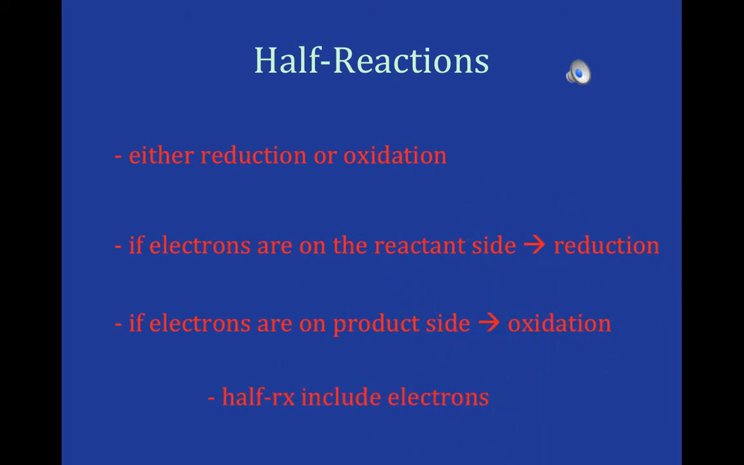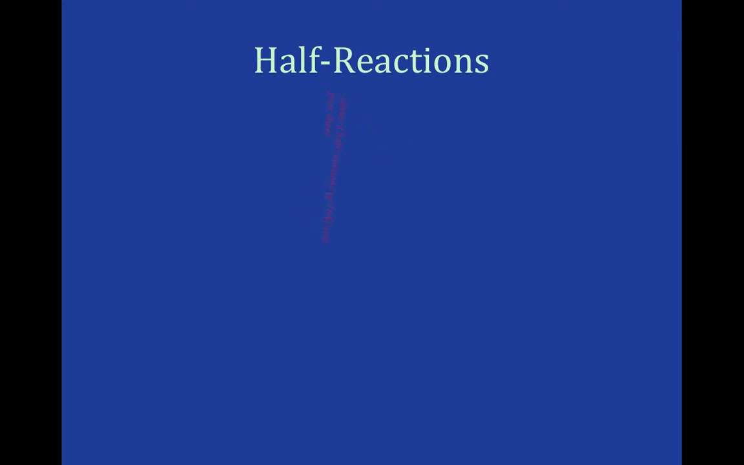Remember, you have a chart that says table of reduction potentials. And notice it says reduction potentials. It's talking about the forward, and the electrons are all left. Half reactions will include electrons. When we get to redox reactions, they don't include electrons.